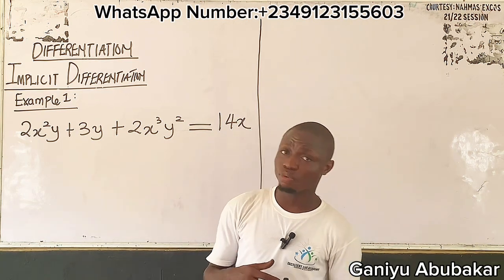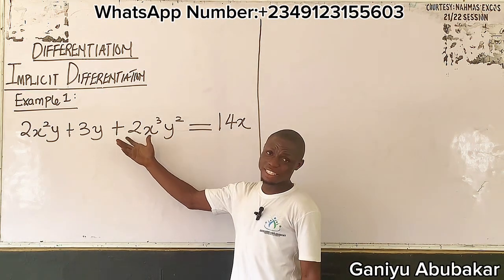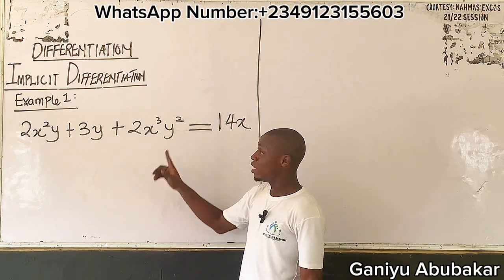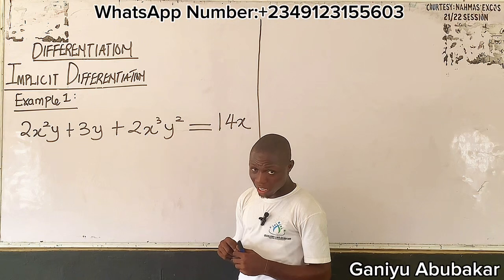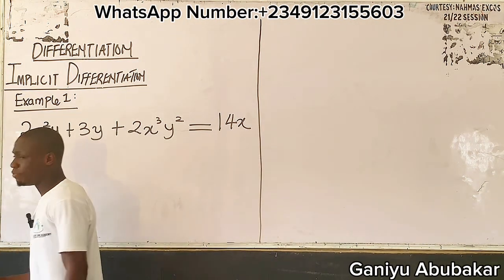The task is quite simple. In an exam, if you see something of this nature, and they say find the first derivative or find dy over dx, it's easy. You should know that it is an implicit function, because x and y in this case are together. Alright, how do you solve for implicit differentiation?